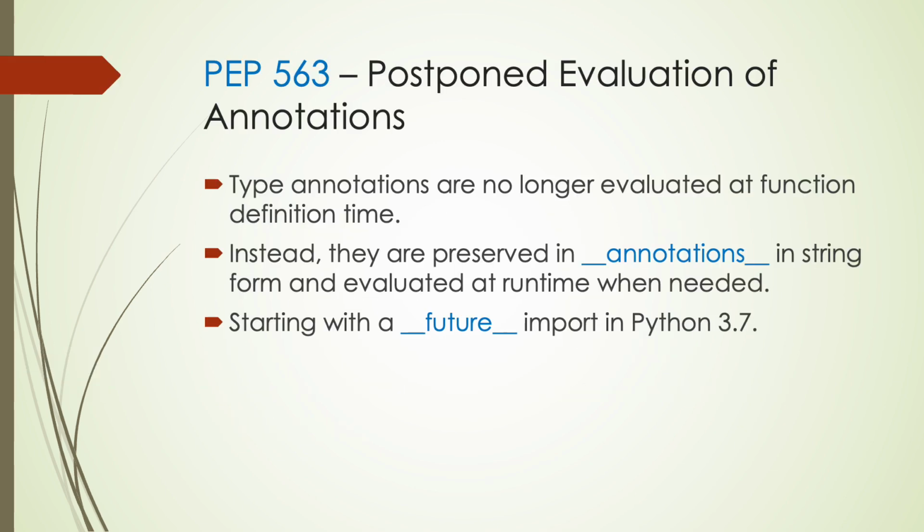This feature was introduced in PEP 563 called Postponed Evaluation of Annotations. Type annotations are no longer evaluated at function definition time with this feature. Instead, they are preserved in the __annotations__ property in string form and evaluated at runtime when needed. Starting from Python version 3.7, we can enable this feature by importing annotations from the __future__ module.